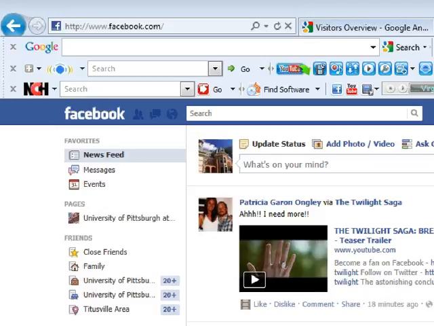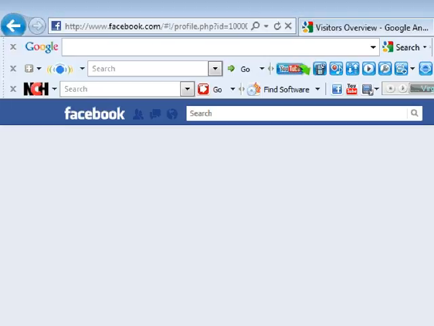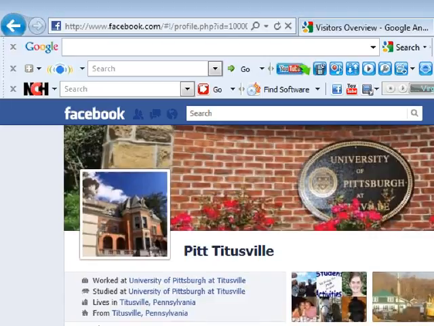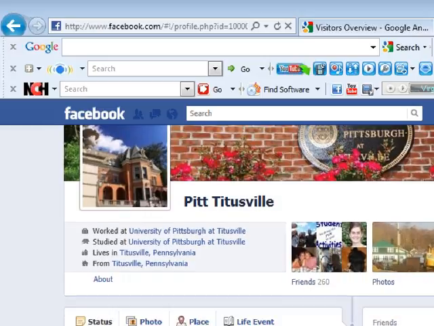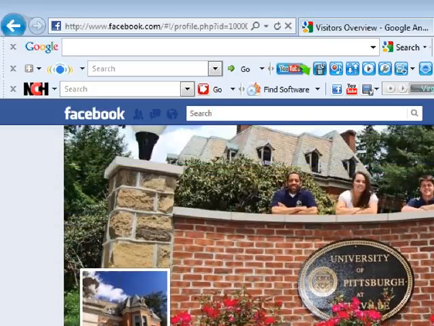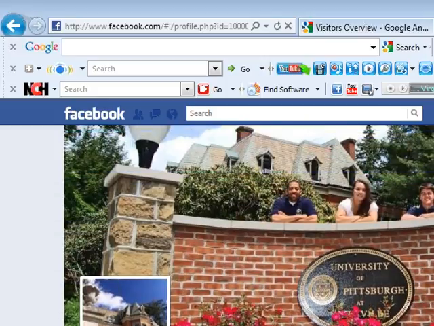Here we're on the Pitt Titusville page, which is their admin page. We're going to effectively look at what I'm actually looking at to see in marketing what you would typically look for that would help make a difference and help companies be seen. We know that effectively Pitt Titusville has 260 friends on the admin side.